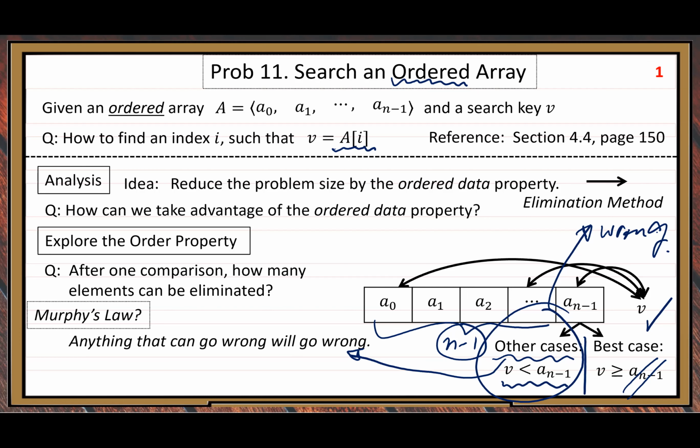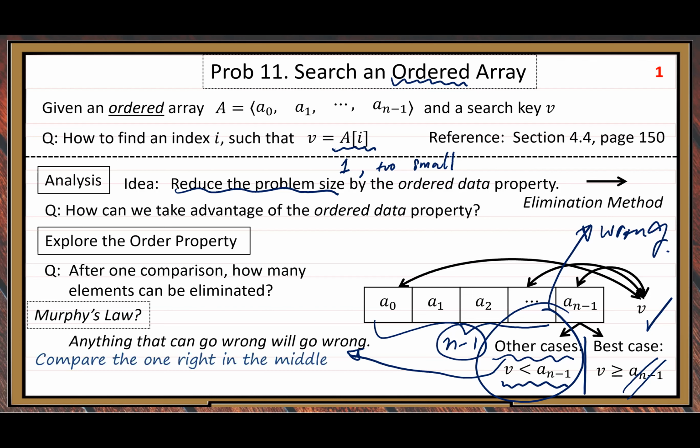So here you can see from the problem size reduction point of view, after one comparison, how much size do we reduce? Only one. We only eliminate one element. That reduction is too small. So that's not a good reduction way. Definitely, we want to do better, a faster reduction than this one. So in our next round of experiment, we want to do better than that.